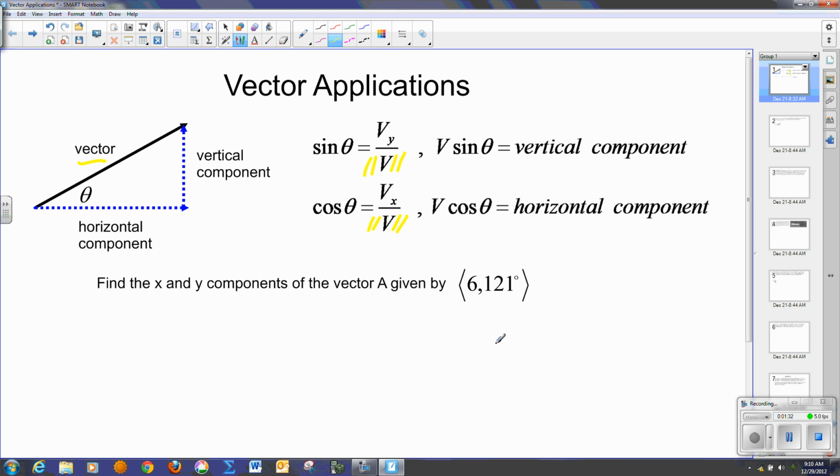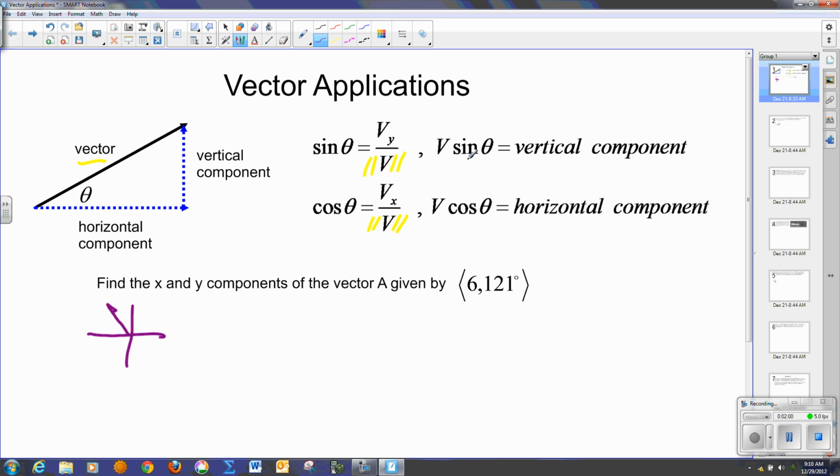So what I want to now do is find the x and y components of vector A, given that vector A is 6 and 121 degrees. Let's sketch that out real quick. If this is my xy axis, and I go out 6 and up 121 degrees, I'm somewhere, let's call it here. So that's this vector. So I should get some x and y component where I have a negative x and a positive y.